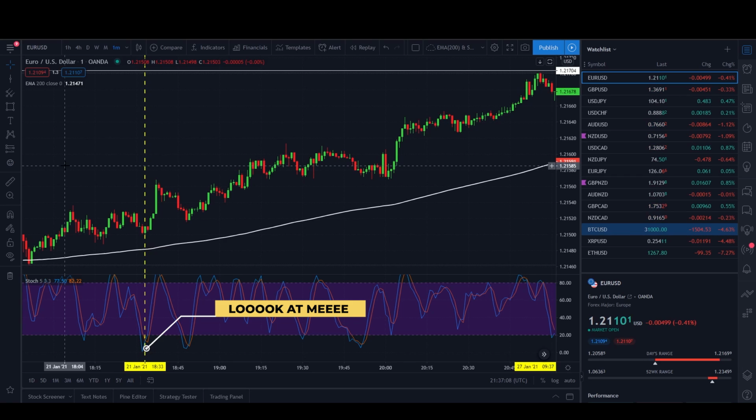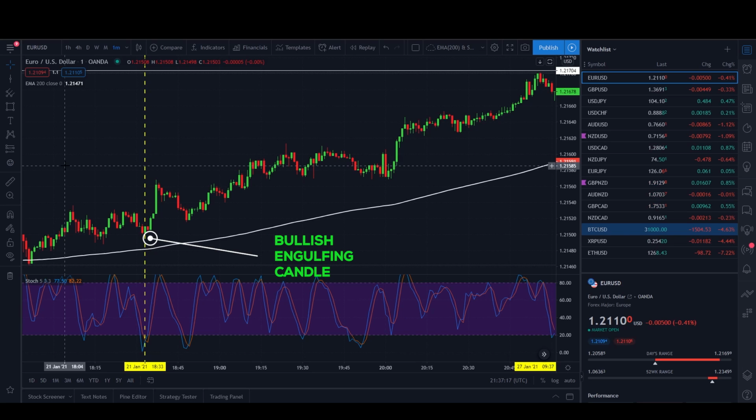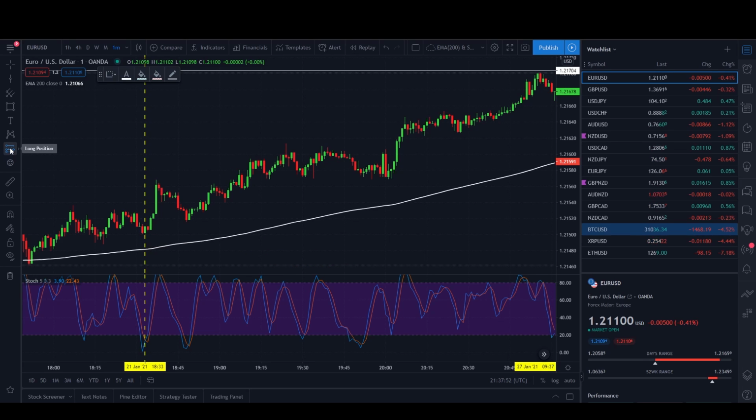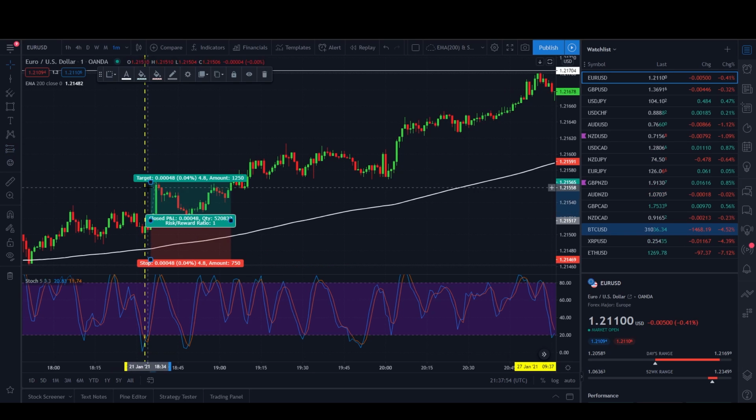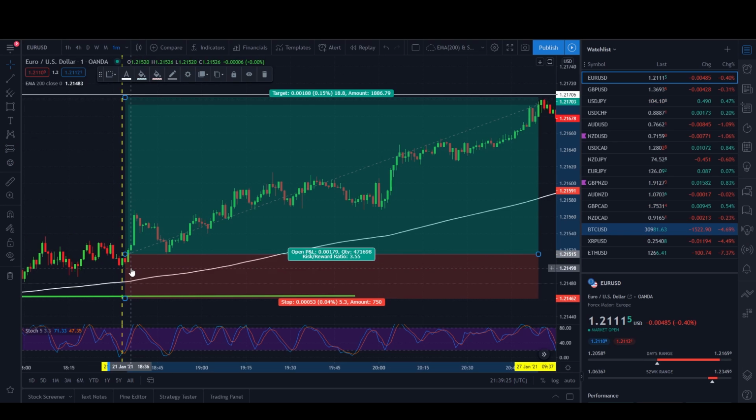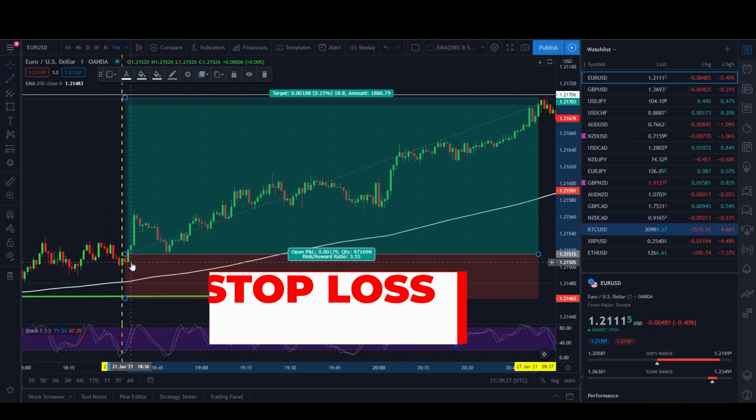So as you can see, we have a stochastic crossover and the momentum towards the upside, so this is where we're entering a buy trade, and we also see a green light from the buyers by showing a bullish engulfing candle. So of course our entry point will be the close of the bullish engulfing candle, and we would be entering on a long. So as you see, we are entering a trade on a bullish engulfing candle.